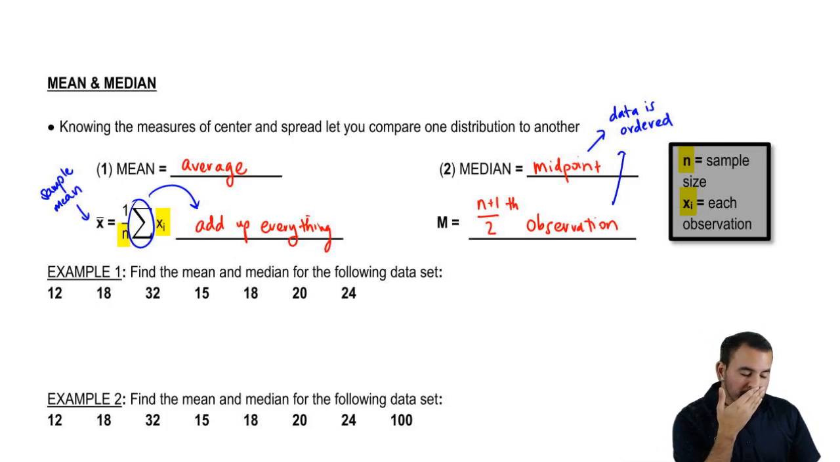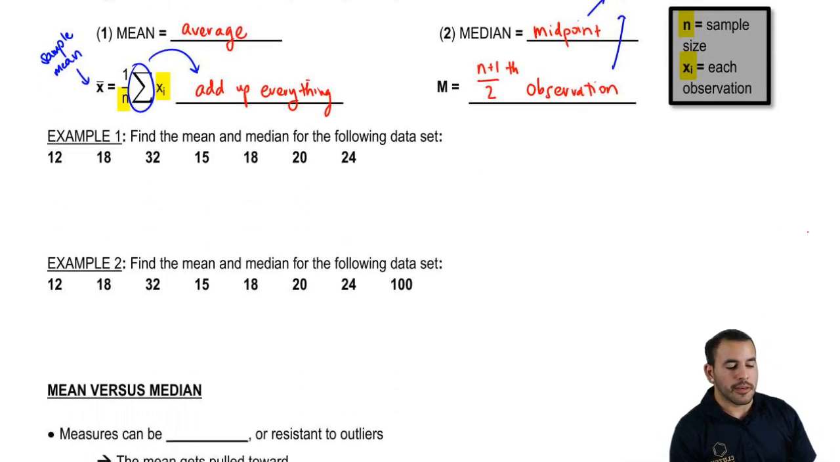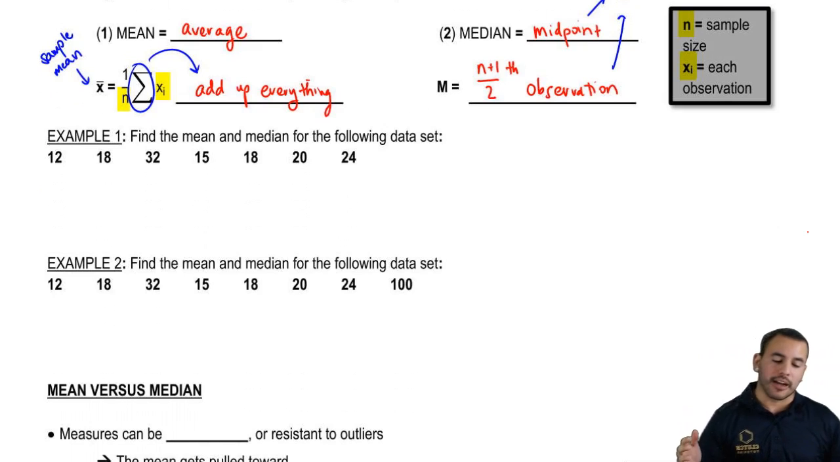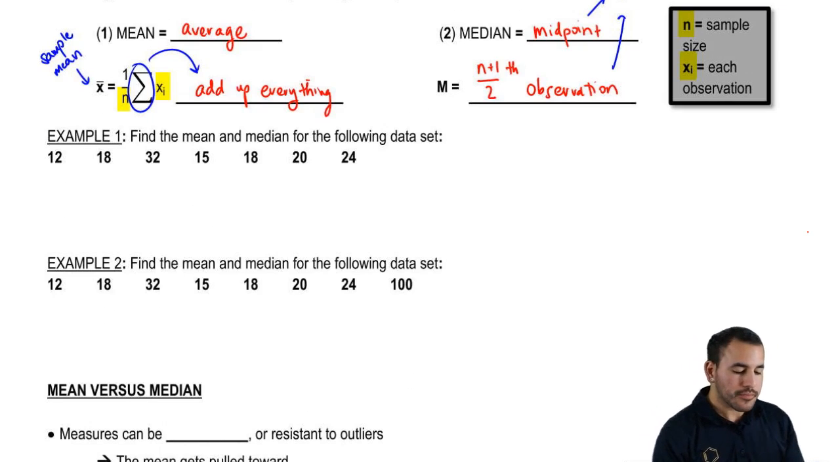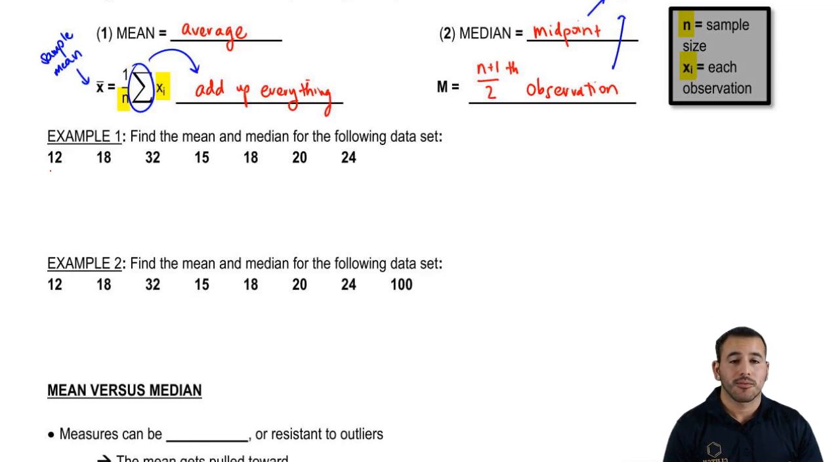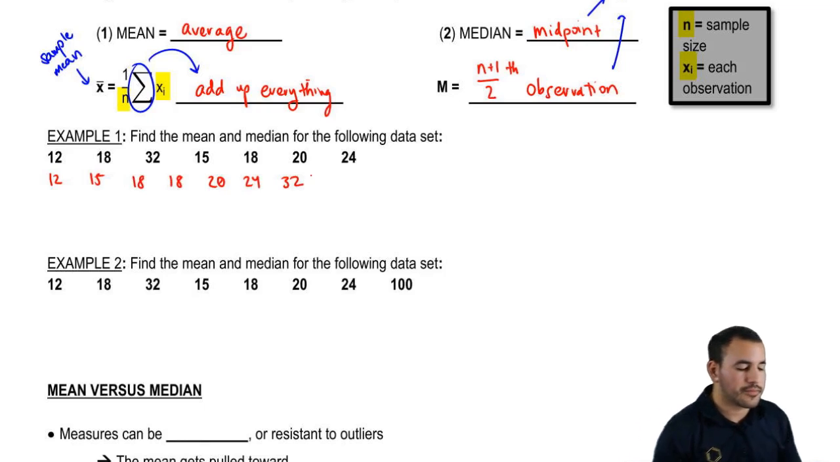So let's go ahead and use those applications and try some practice problems out. We have: find the mean and median for the following data set. Here we have 7 numbers. Let's start off with the median. What is the first step that's required in order to find that? First things first, we've got to put the data in order. So we've got 12, 15, 18, 18, 20, 24, and 32.